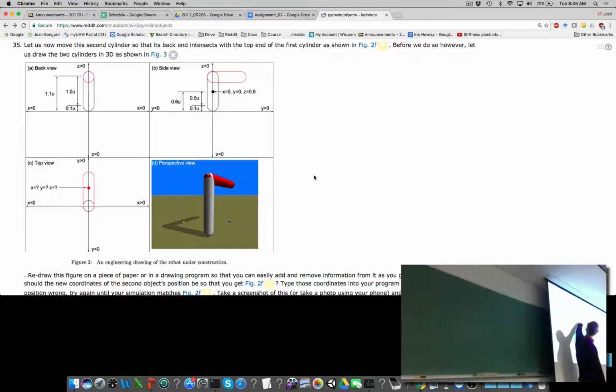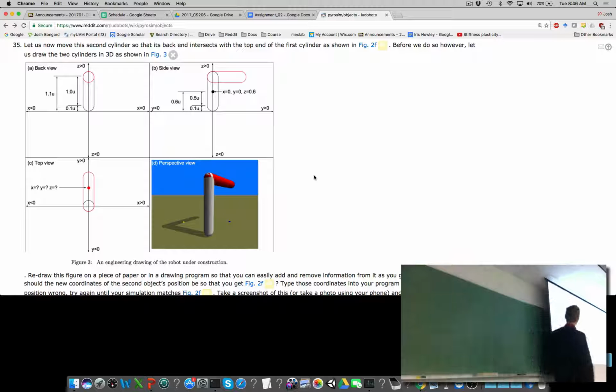So this object, the cylinder, is going to have a radius of 0.1 and a length of 0.5. All of the cylinders in PyroSim are capped cylinders, so the ends of both cylinders have hemispheres attached to them. That can be a little bit tricky. When we want to specify the position of the first object, we have to go up by 1 radius and up by half the length of the cylinder, which gives us 0.6 units of distance.